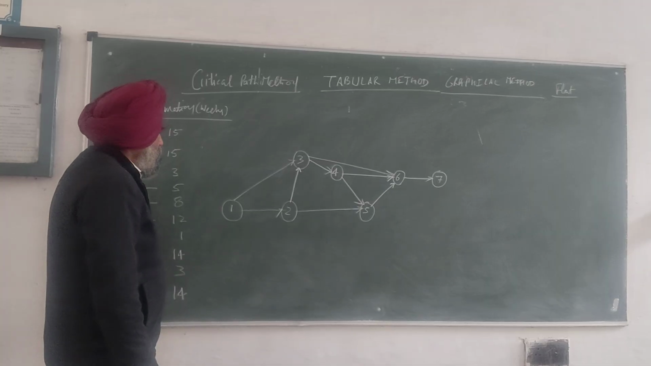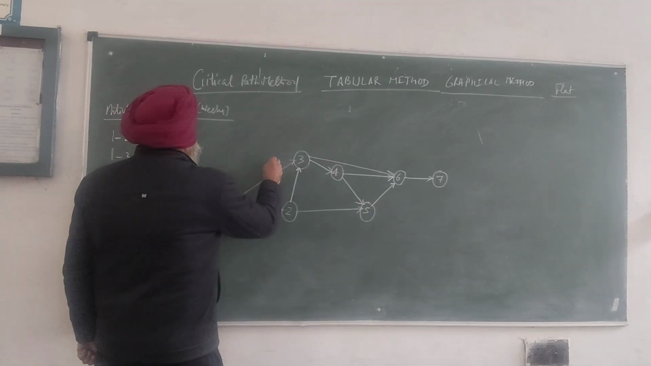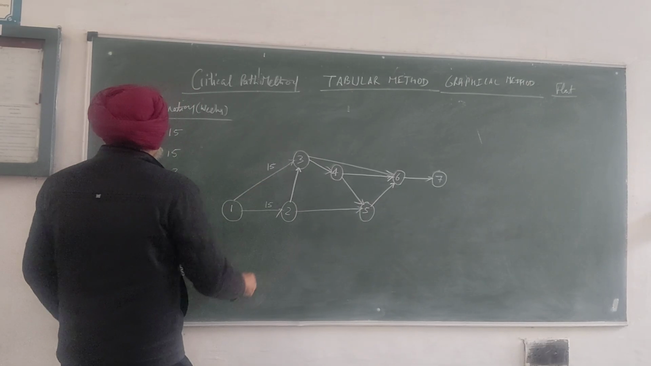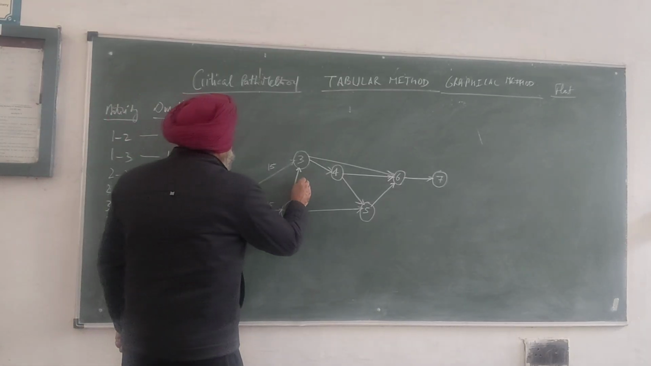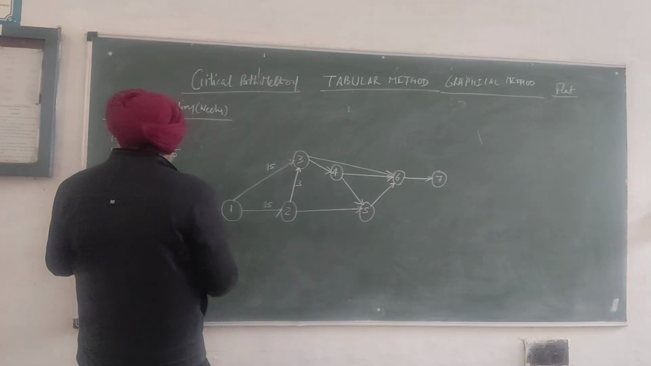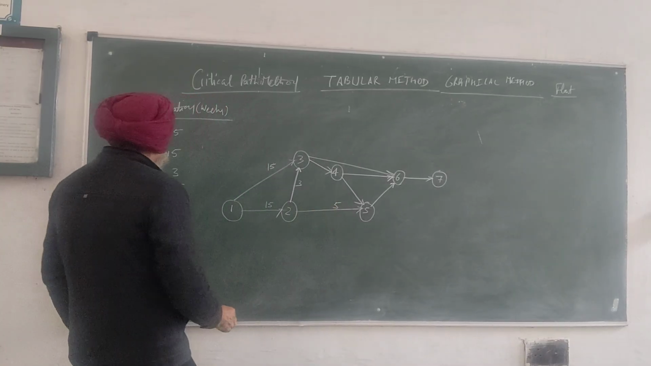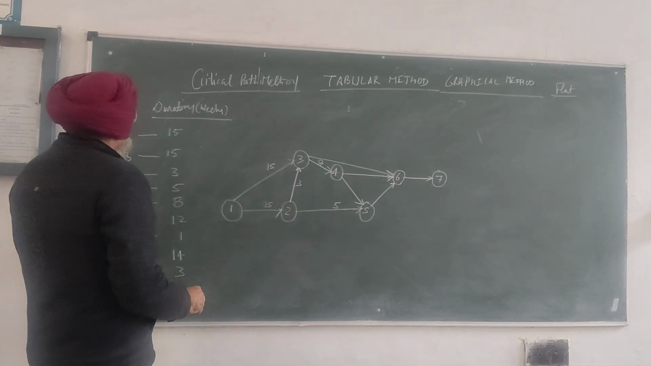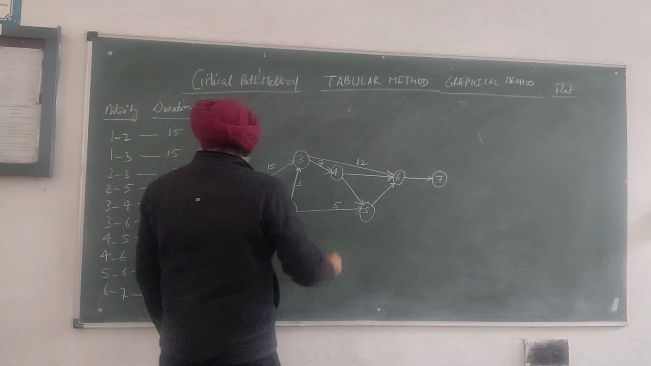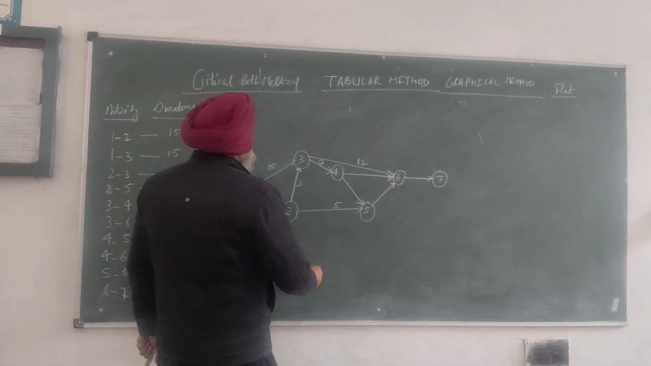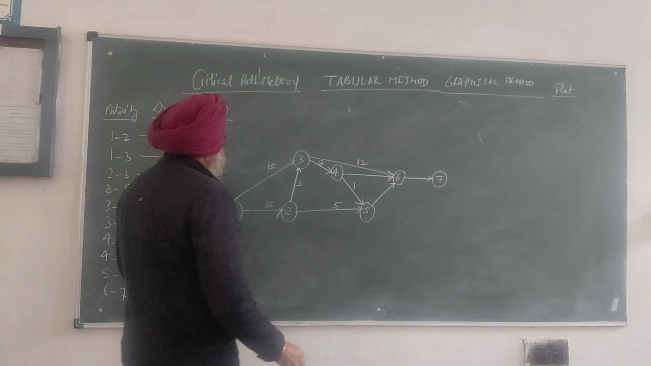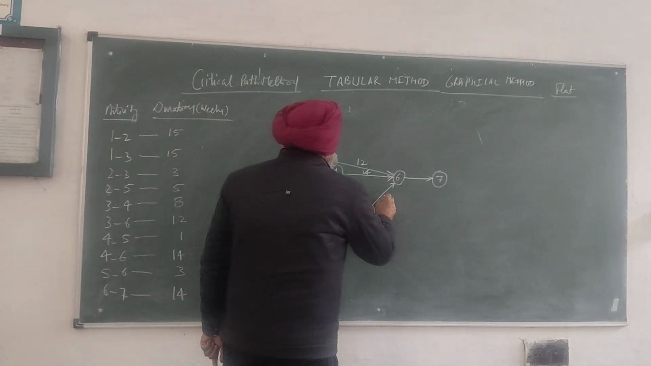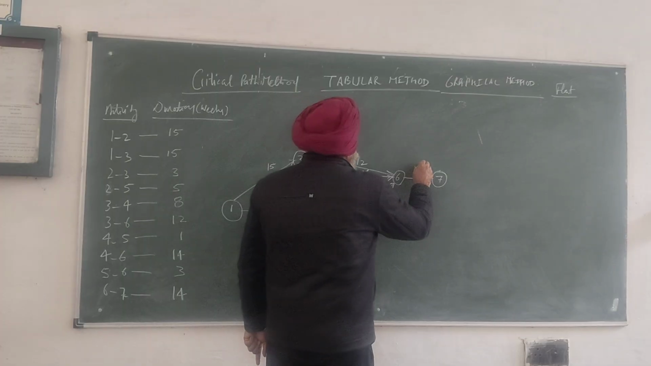Clear? So this is the network, and the durations are: 1 to 2 is 15, 1 to 3 is also 15. 2 to 3 is given 3, and 2 to 5 is given 5. Then 3 to 4 is 8 weeks, 3 to 6 is 12 weeks, 4 to 5 is 1 week, 4 to 6 is 14 weeks, 5 to 6 is 3 weeks, and 6 to 7 is 14 weeks.